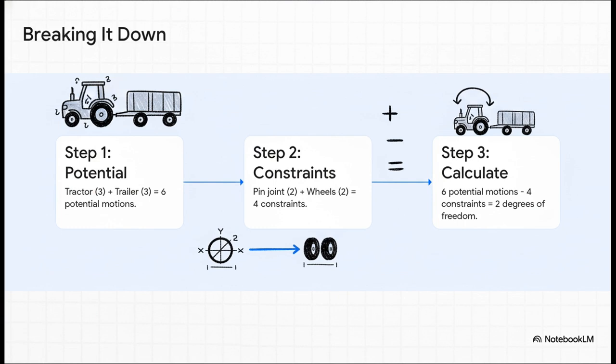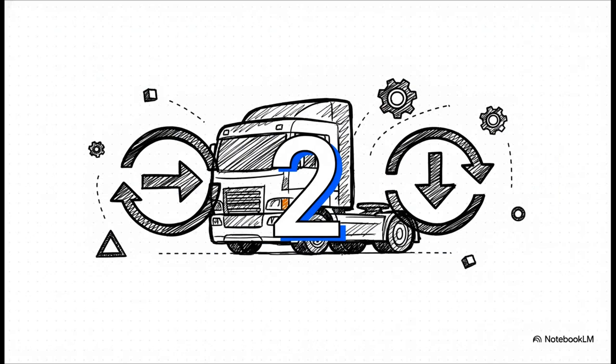Step 3. Time to calculate. We start with our 6 potential motions. We subtract our 4 constraints. And that leaves us with our final answer. The entire tractor-trailer system has just 2 degrees of freedom.